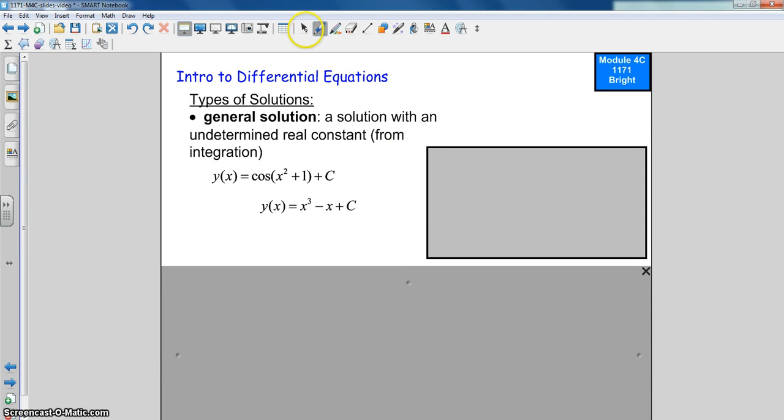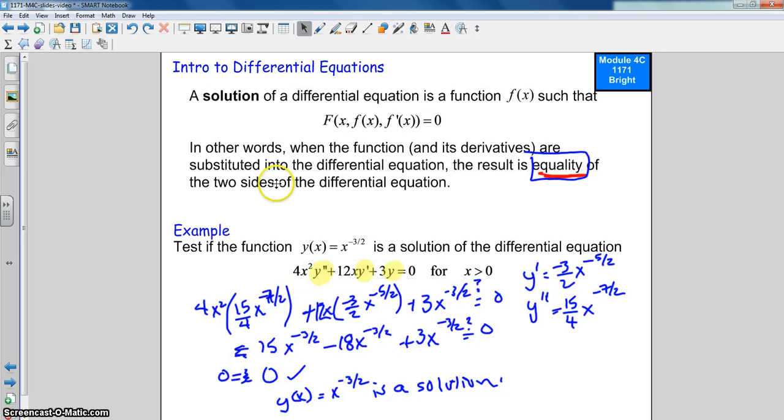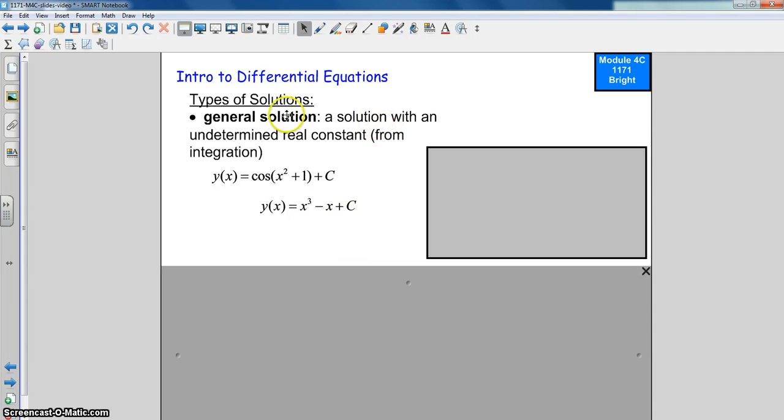Okay, so we can verify solutions, but we want to talk about what types of solutions exist. So the solution that we found back here, we don't really know what this is. I would probably call this a particular solution, which we'll see in a minute. But there's two types of solution. There's a general solution, so a solution where you have an undetermined real constant in there. So constant c that we get from integration. Okay, and we'll see how to solve this. And well, we've already seen antiderivatives. So if you get an antiderivative where you just have a real constant in there, that's going to be a general solution.